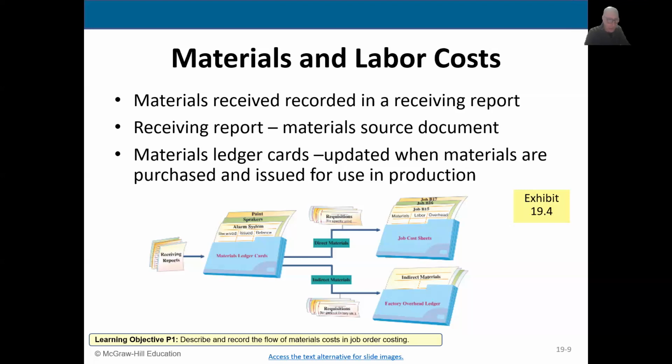They still get requisitioned, the indirect materials do, for the jobs, but they're a little bit harder to track. That's why we put them in with factory overhead. Okay. So remember the physical flow. It's a very important thing.